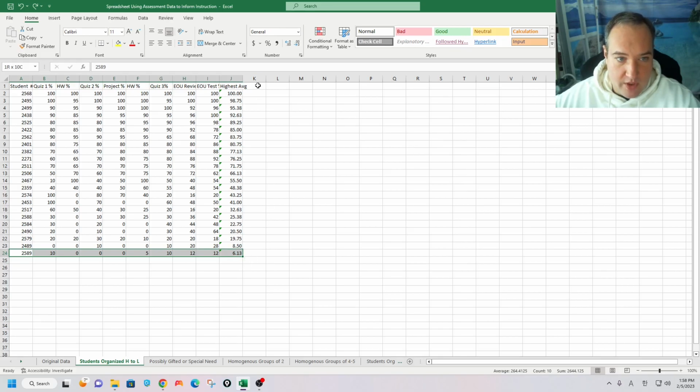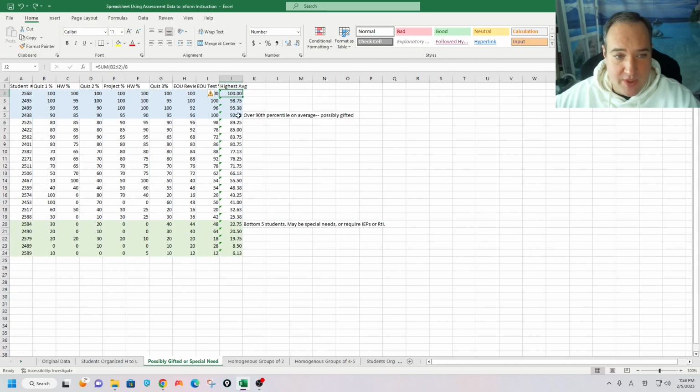So first, how can I differentiate, if this is the start of the year, by possibly gifted or special needs? I said that over the 90th percentile on average is usually or possibly gifted. I can't be sure, but I'm going to guess that these four ladies or gentlemen may in fact be gifted students and may need additional challenges during the class.